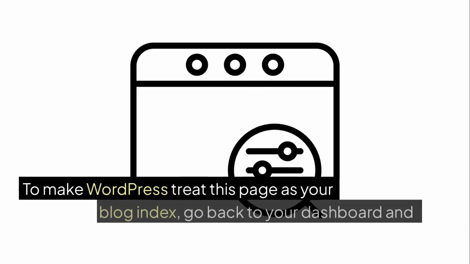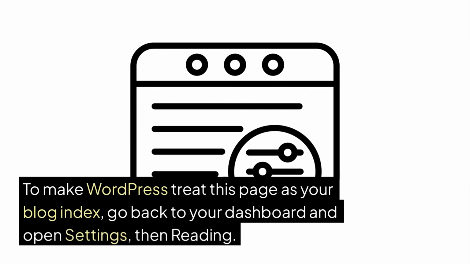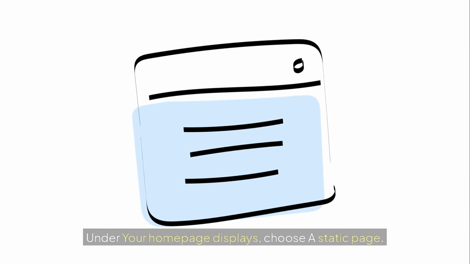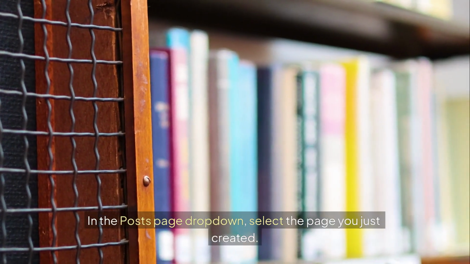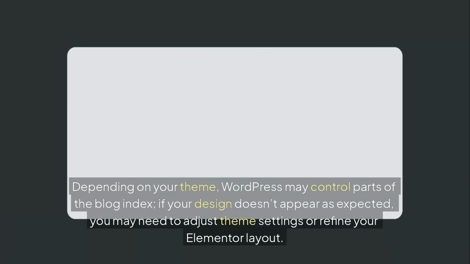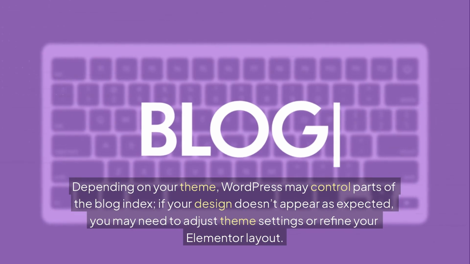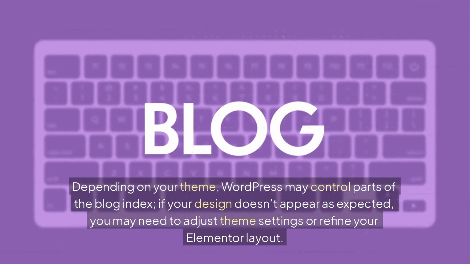To make WordPress treat this page as your blog index, go back to your dashboard and open Settings, then Reading. Under your homepage displays, choose a static page. In the Posts page dropdown, select the page you just created. Depending on your theme, WordPress may control parts of the blog index. If your design doesn't appear as expected, you may need to adjust theme settings or refine your Elementor layout.